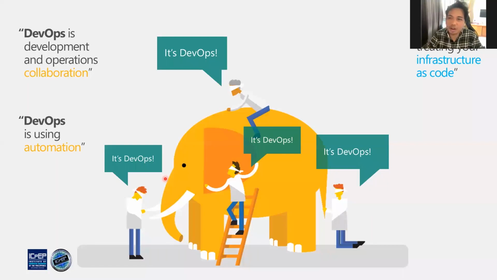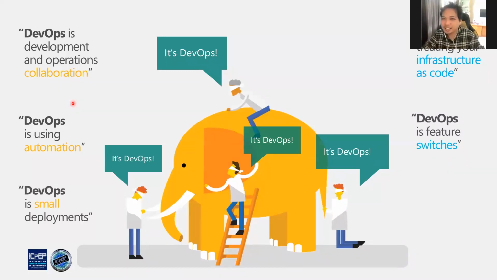It can be a collaboration of dev and ops. It can be automation. It can be infrastructure as code, so many things. But again, the objective of this webinar is to narrow down all of those technical information to come up with a basic description of what DevOps is. So let's find out.